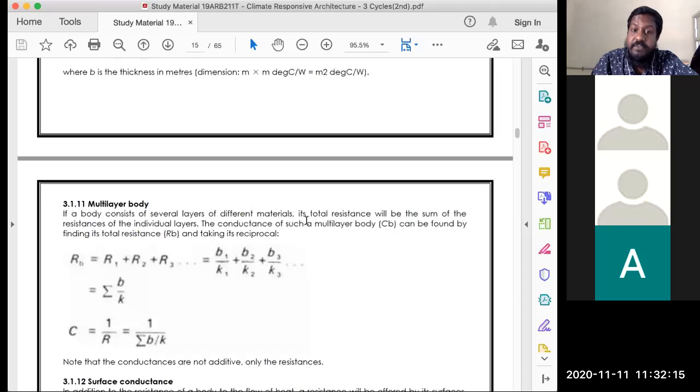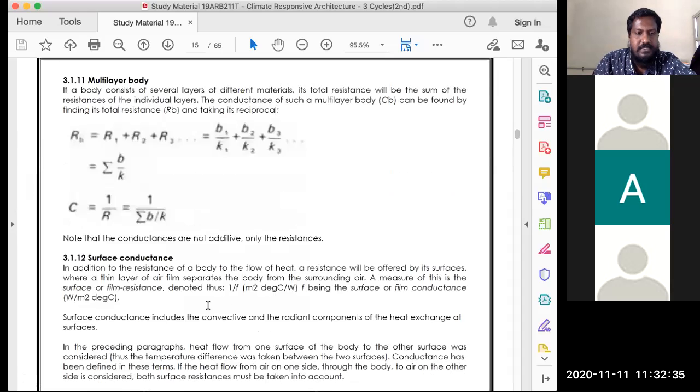The conductance of such a multi-layer body can be found by finding its total resistance and taking its reciprocal. The conductance can't be taken as additive. That's what is being mentioned. Only the resistance can be added up, and the reciprocal of it is taken as the conductance.